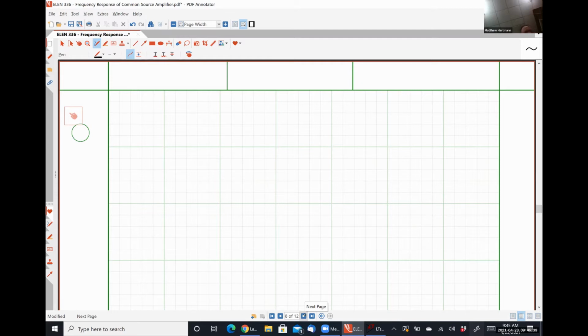So, method of open circuit time constants, high frequency only.